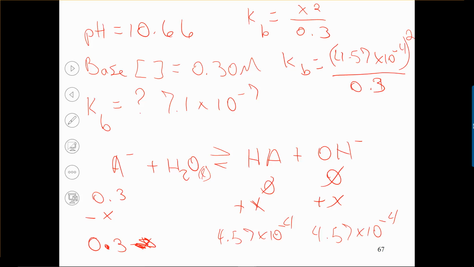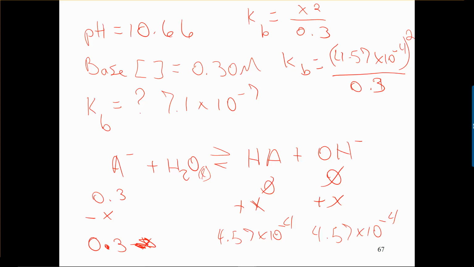Okay, so I'm going to move on to buffers now. So that's basic acid base, finding the Ka's or calculating the H plus or the pH or the pOH from the initial concentration if you're given the Ka or the Kb.